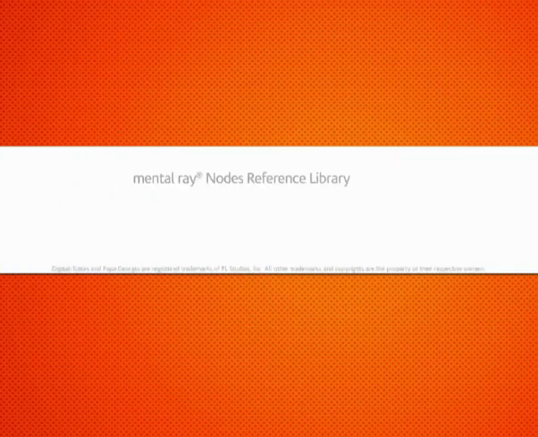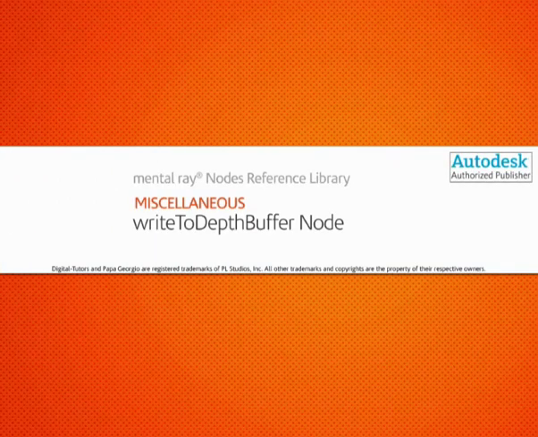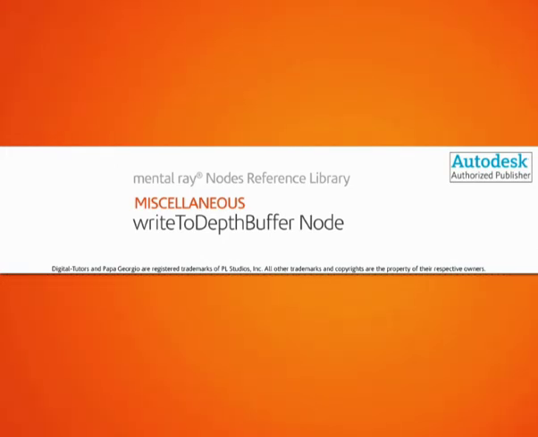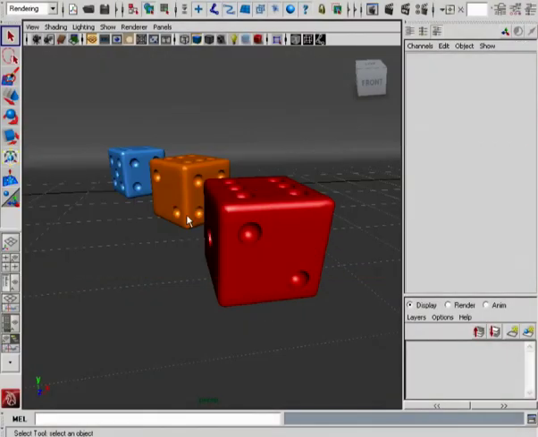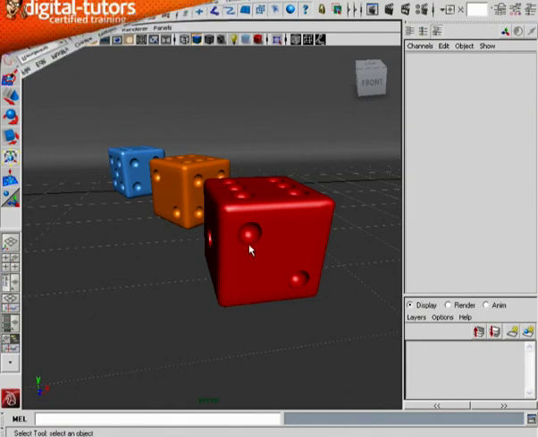In this lesson, we'll explore the process of utilizing the writeToDepthBuffer. This is an output node that can be used as a way of outputting your own custom depth information for your objects. So let's take a look at how we can actually set this up.